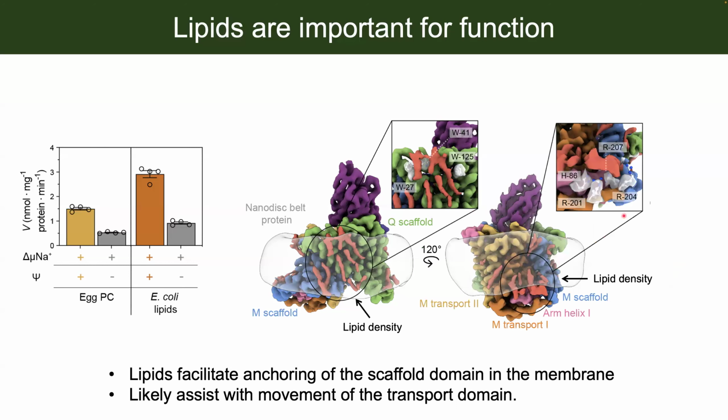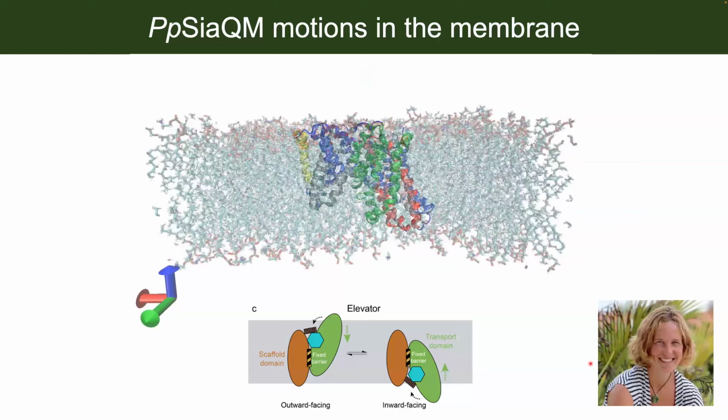But we do see some density that would be consistent with maybe greasing the movement of the transporter domain. And so you see at some places where you have the scaffold over here, the transporter domain here, you can see density for lipids on that side as well. So maybe they're also helping with the movement of the protein through the membrane.